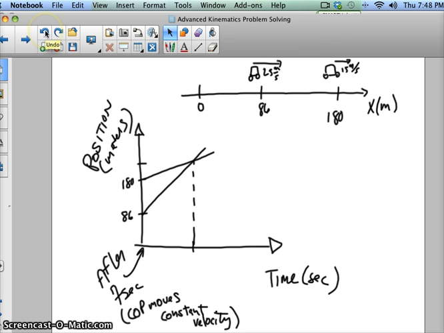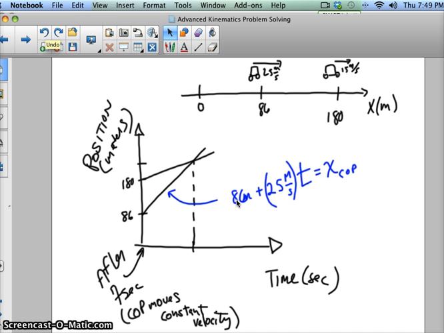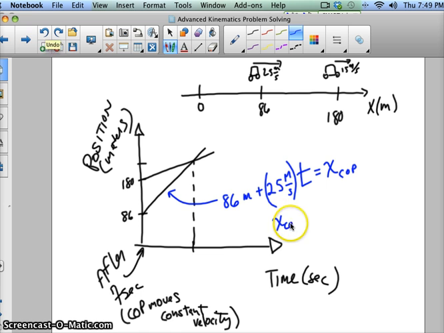The equation for this line, for the position, this is from the first lab we did all year, is going to be 86 meters, which is my intercept, plus the slope of the cop's graph, I'm going to call it 25 meters per second, times t. That's an equation for the position of the cop. So that's just y equals mx plus b, right? You might be more comfortable if I write it the other way: x cop equals 25t plus 86. That's without units, so you can see the y equals mx plus b. So that's the position of the cop based on the position time graph.